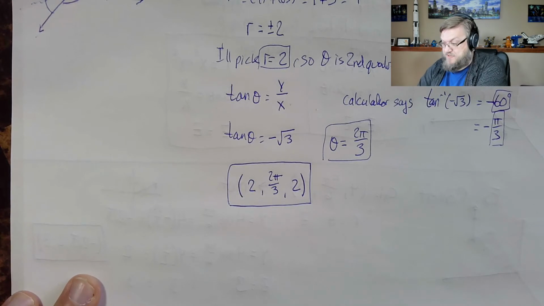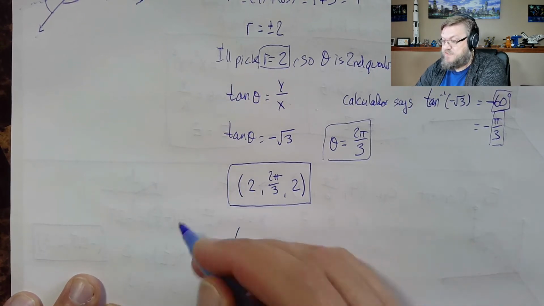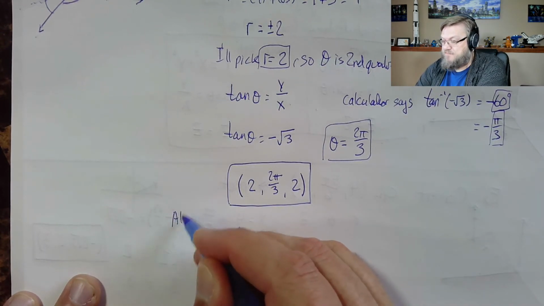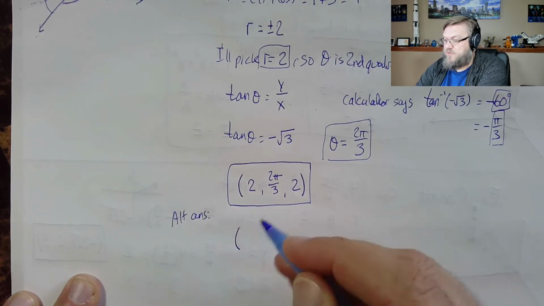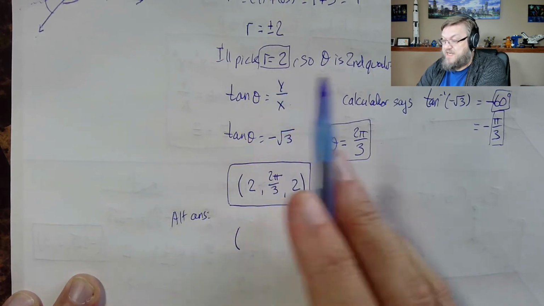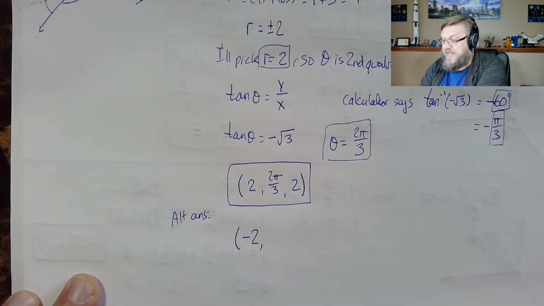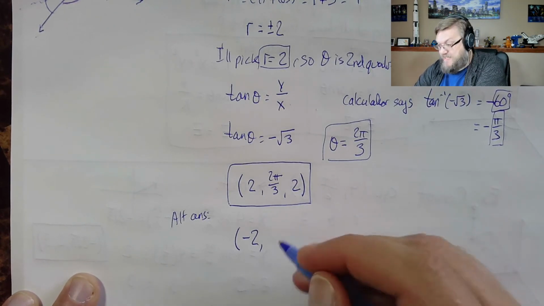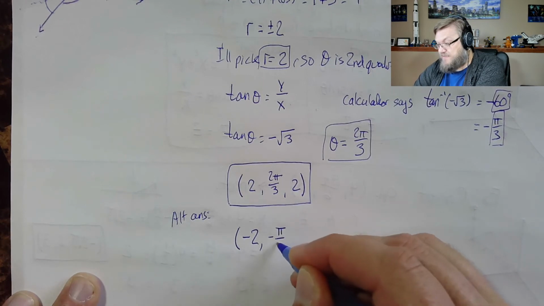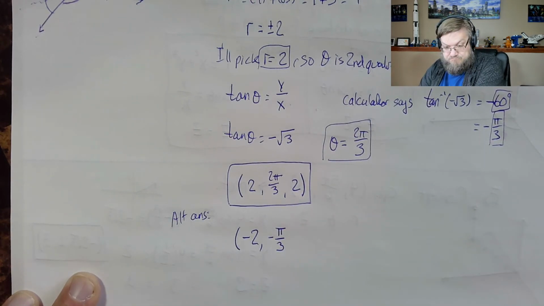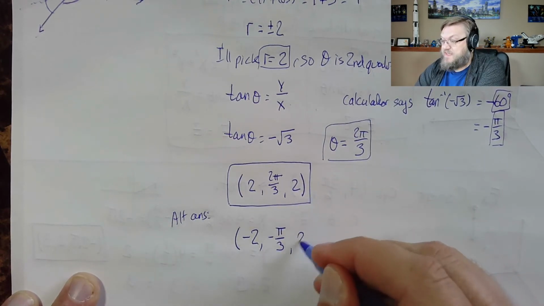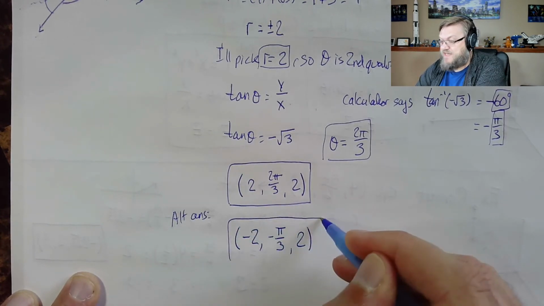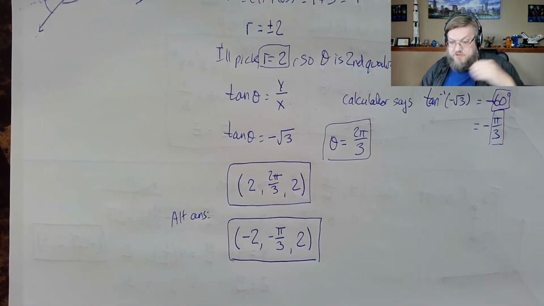Another possible answer, an alternate answer which is totally cool as well, is that I could pick r to be negative. In that case, I need the fourth quadrant angle. So in this case, I can just pick the angle that the calculator gave me, and then the z is the z. So this is also a correct answer. Either one of those is correct.